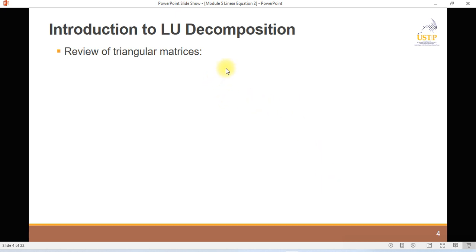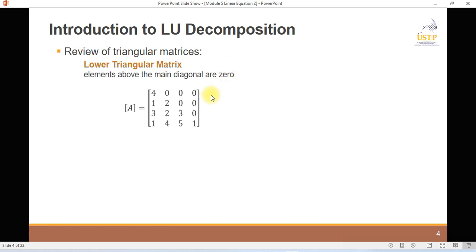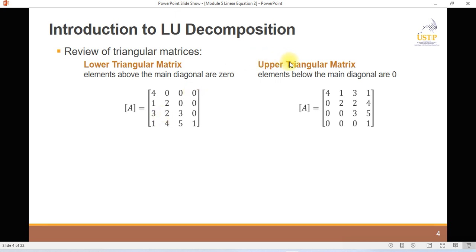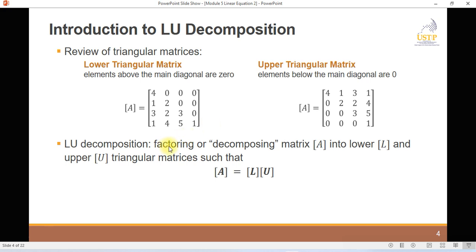Just a review of triangular matrices. We have what we call the lower triangular matrix, wherein all the values above the main diagonal are zero, and only the lower triangle, including the main diagonal, has non-zero values. The upper triangular matrix is the opposite. All the values in the lower triangle are zero, and the upper triangle, including the main diagonal, has non-zero values. So, LU decomposition is factoring or decomposing matrix A into lower and upper triangular matrices such that matrix A is equal to matrix L multiplied by matrix U.